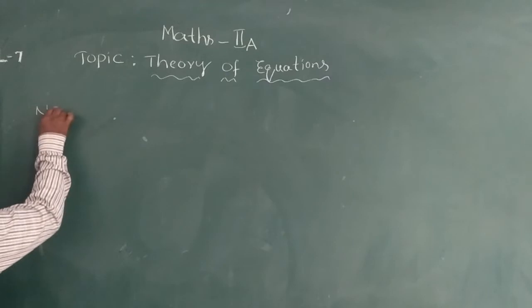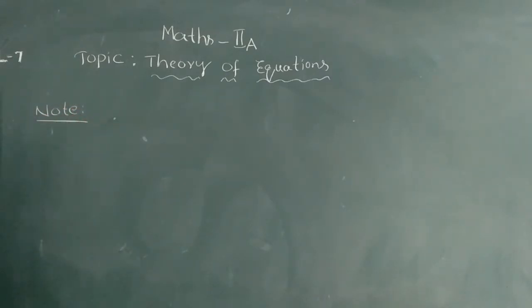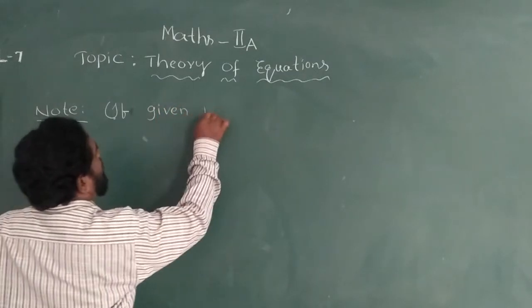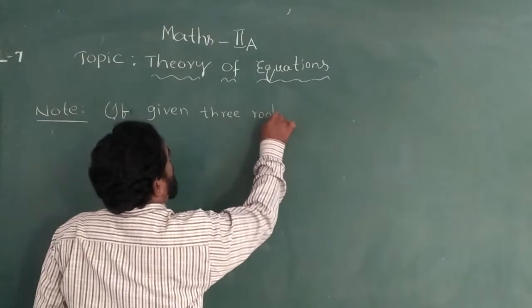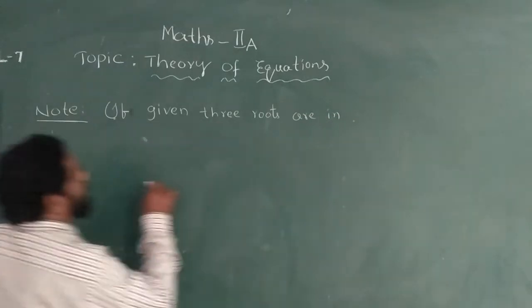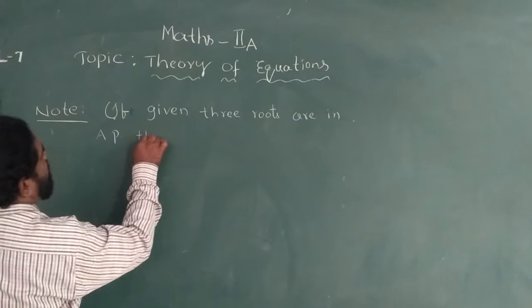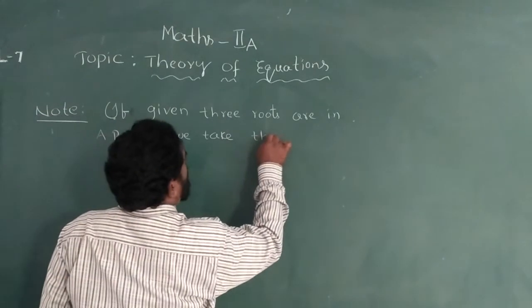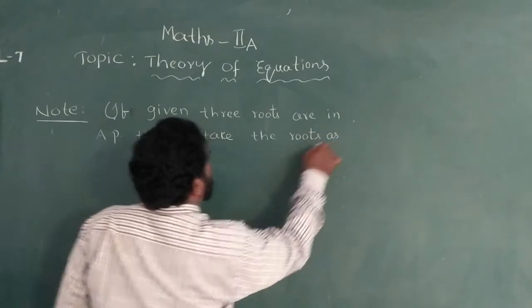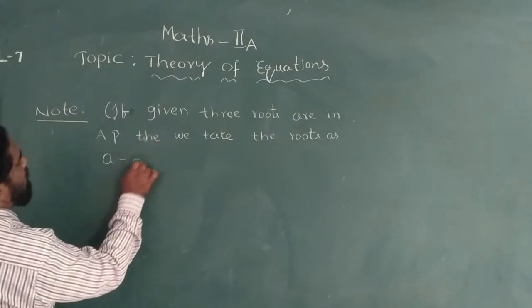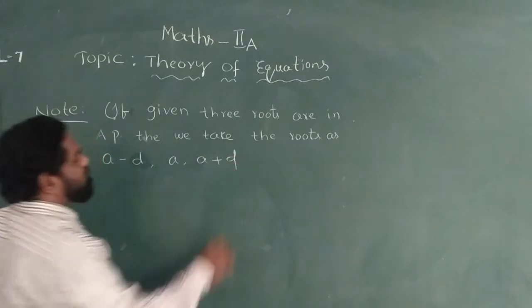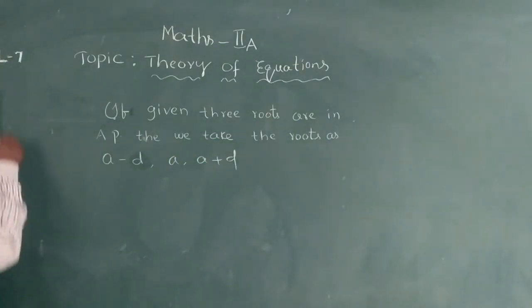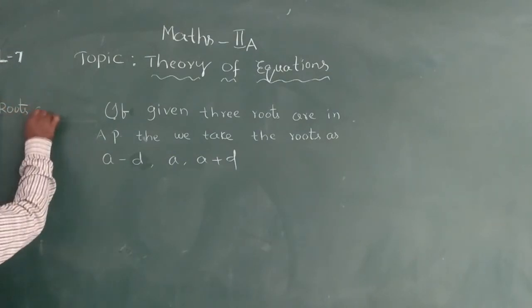Suppose if the given three roots are in arithmetic progression, then we take the roots as a minus d, a, a plus d. If roots are in AP, understand?